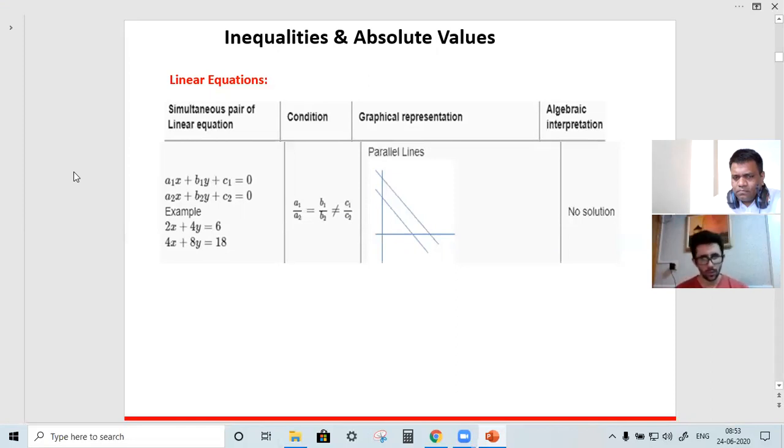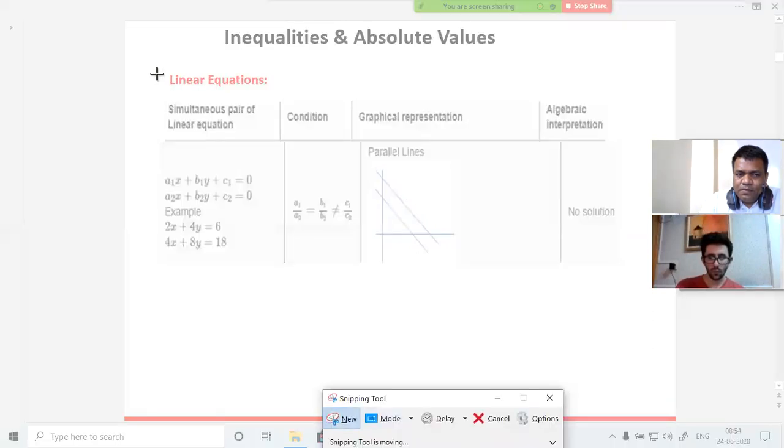Yes, I have an equation. Inequality. No, first of all, the condition is this: A1 by A2 equals B1 by B2, not equal to C1 by C2. And these two lines are parallel. And when lines are parallel, there is no common point. So you will not get any solution. You will not get any common point between them.